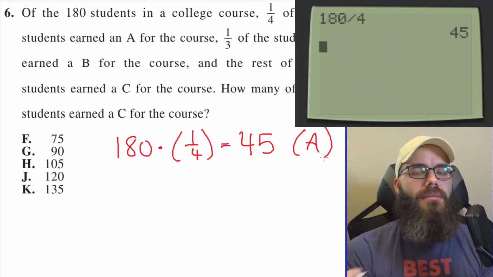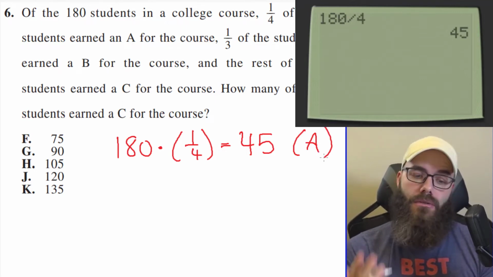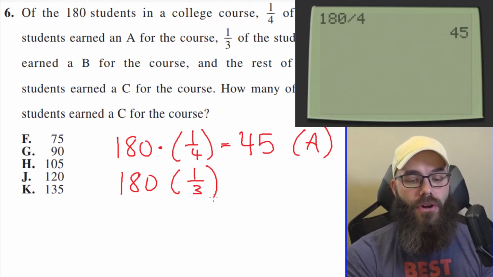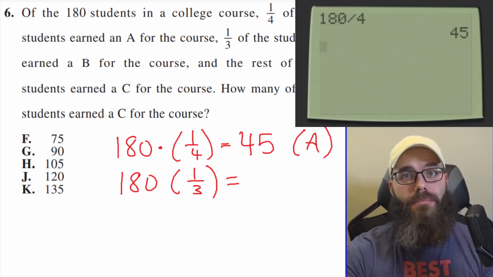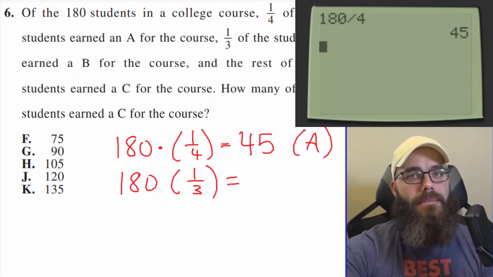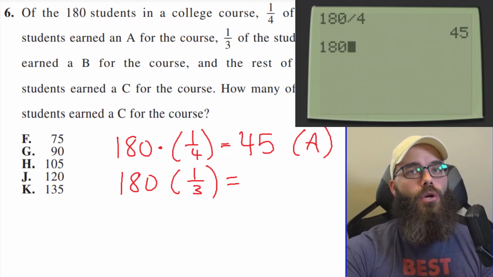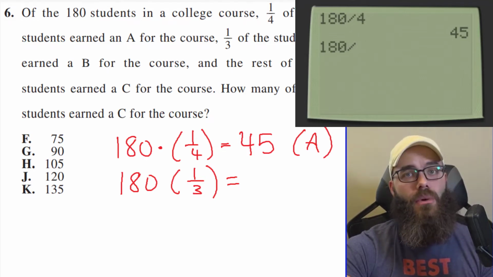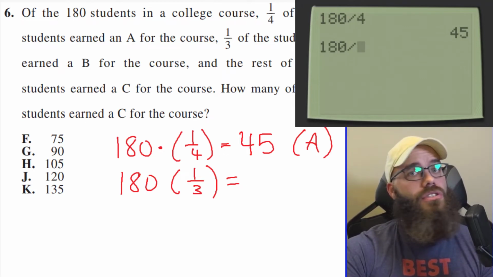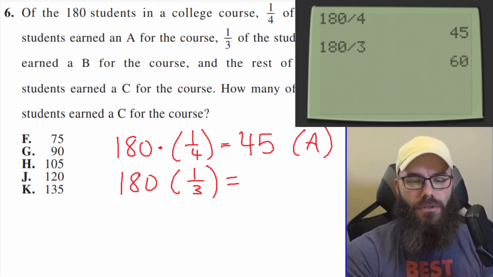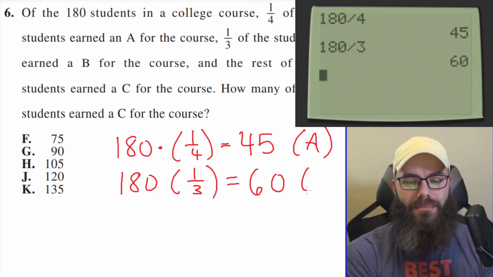All right, do the same thing, find out how many students earned a B. Well, 1/3 of the students earned a B. So we multiply 180 by 1/3, or 180 divided by 3. No shame in the game. Remember, you want to average 1 question per minute. So if you save time on some questions, feel free to use some of that time that you've saved and use your calculator just to be certain that you get things correct. So divide 180 by 3, you get 60. So there were 60 students that made a B.